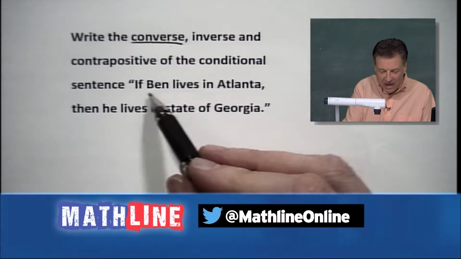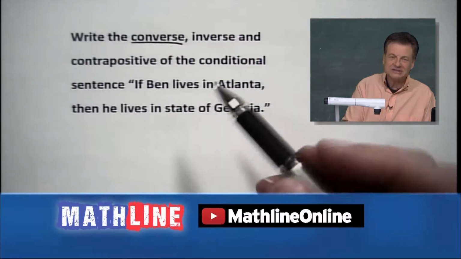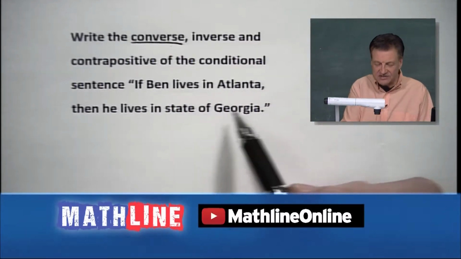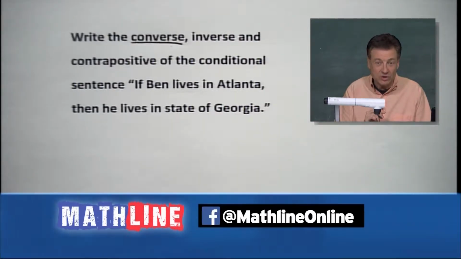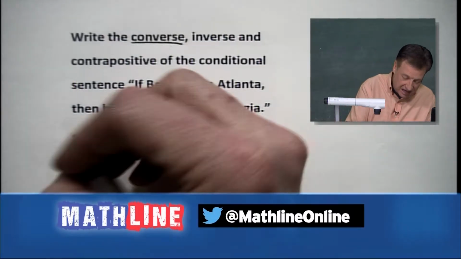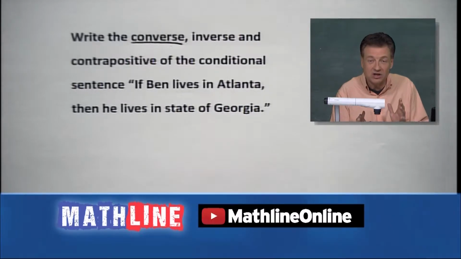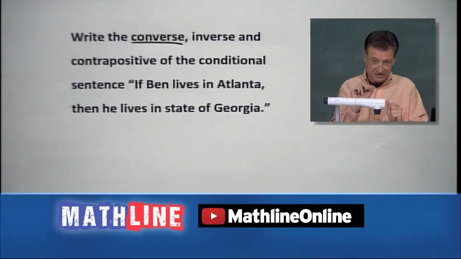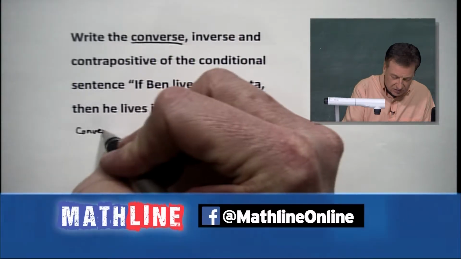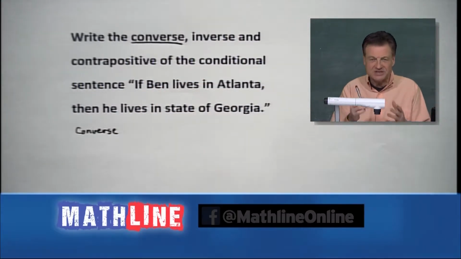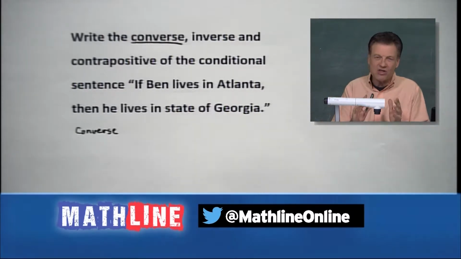We take the hypothesis and the conclusion, which we remember: Ben lives in Atlanta is the hypothesis, he lives in the state of Georgia is the conclusion. We're going to switch them. You say, really? So we're going to keep if and then. That's why I say if and then are not part of the hypothesis or the conclusion. They are the signalers. The converse, by definition, basically, we interchange hypothesis and conclusion and try not to dismantle the thought of it, all right?